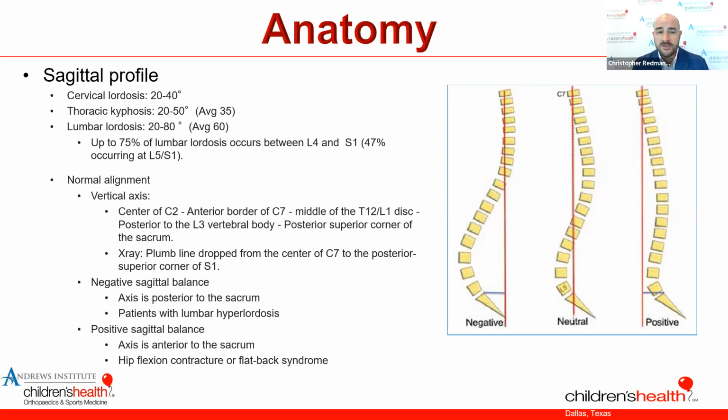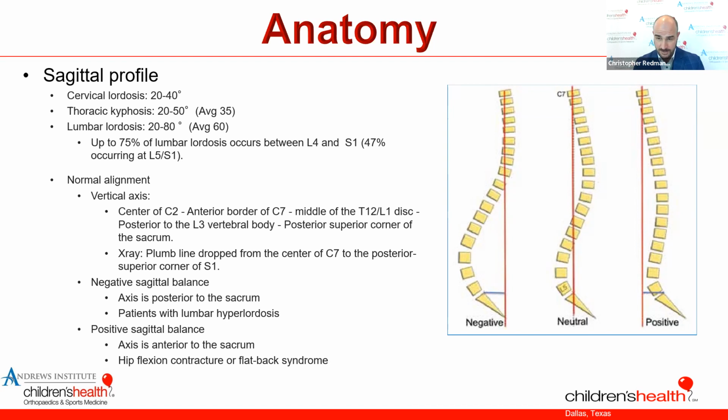When we look at the normal alignment, though, we should be able to draw a line. The line should go from the center of the C7 vertebral body down to the posterior corner of the sacrum, or S1. And as these images on the side show, you can see a negative sagittal balance versus a positive sagittal balance. Negative sagittal balance is where that line from the C7 vertebrae actually comes posterior to the S1 vertebrae. This can be seen with patients with lumbar hyperlordosis.